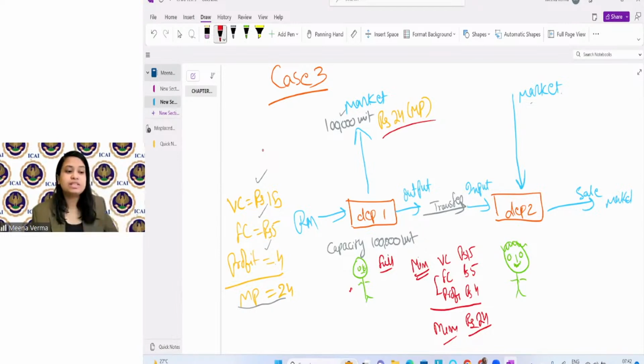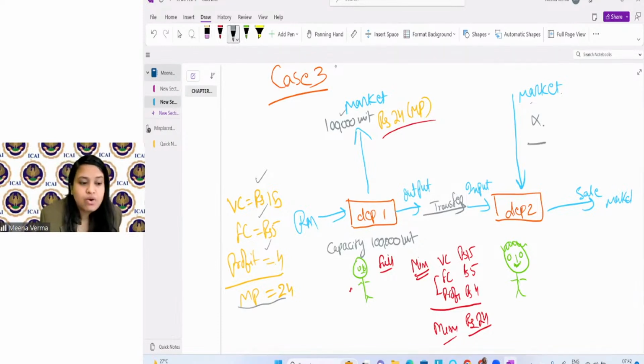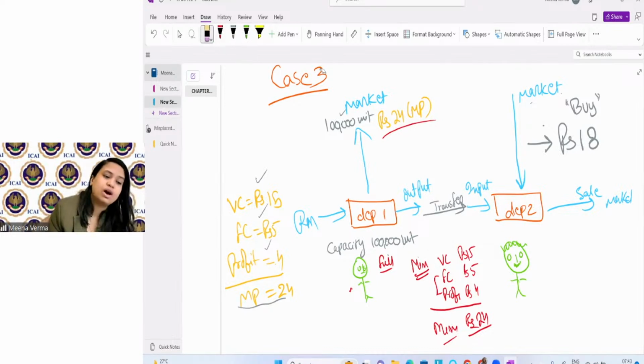Achha, now tell me in this scenario, if there is no market. Sorry, in the last scenario, we assumed there is no market for this product. Now here, the scenario is that the market exists for this product and he can buy the same product from the market at rupees 18. Question is, what will he do now? He has the option. He can buy the same product from the outside market at rupees 18.